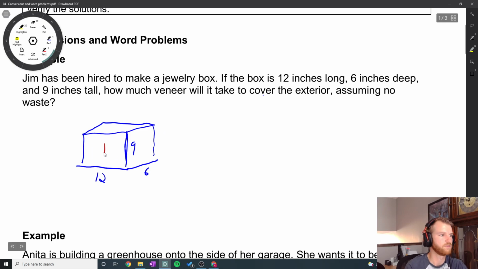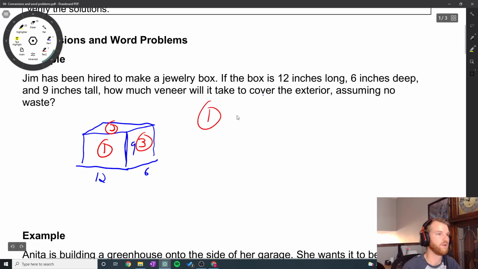Side 1 is this front side, and it's going to be the exact same as the back side. If I were to draw in dotted lines here, this front side is the exact same as the side on the back, so we're going to have two of those. We're also going to have the top and the bottom. The top I'll call side 2, and the bottom is the same. And we have this side here, which I'll call side 3, and the other side is the same.